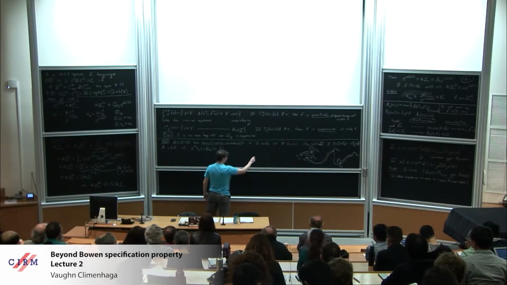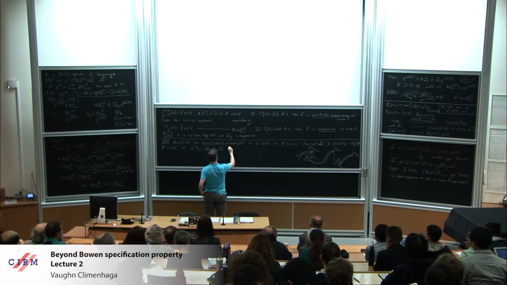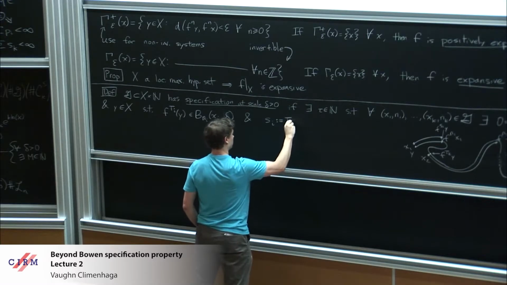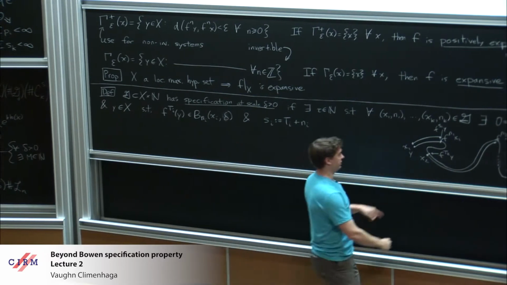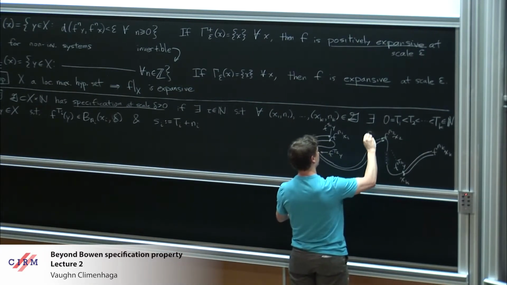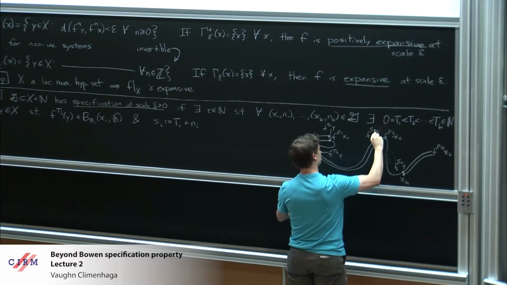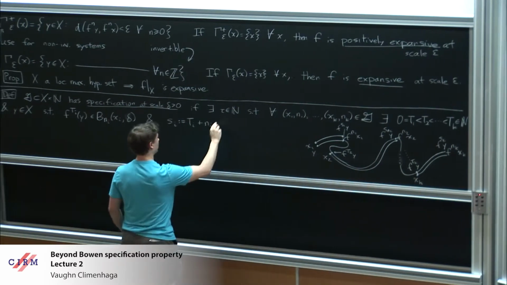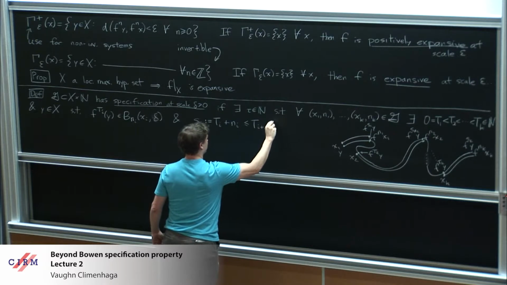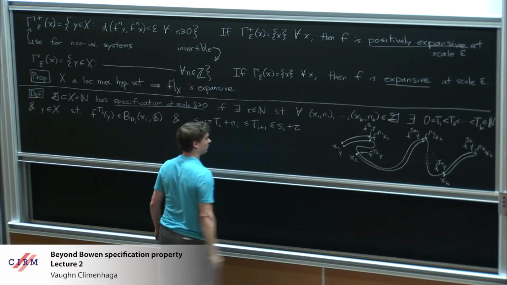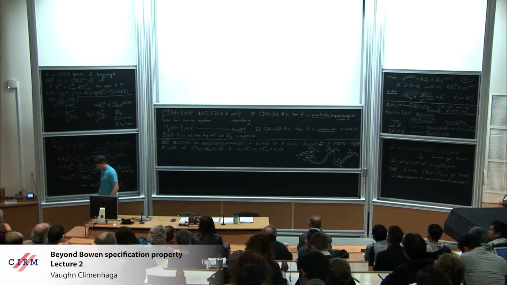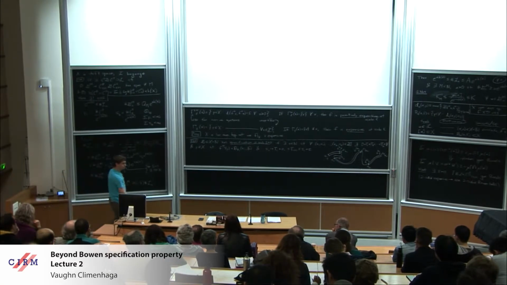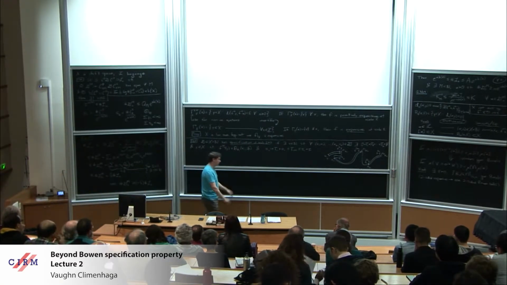The extra condition is that you have control over these times, so that if you write Si for Ti plus Ni, which is just the time at which each of these shadowings ends, then the time that the next one starts lies within tau of that. So you follow the first orbit segment, and then you can relax for time up to tau. And then you follow the second one, and you can relax for time up to tau, and so on.